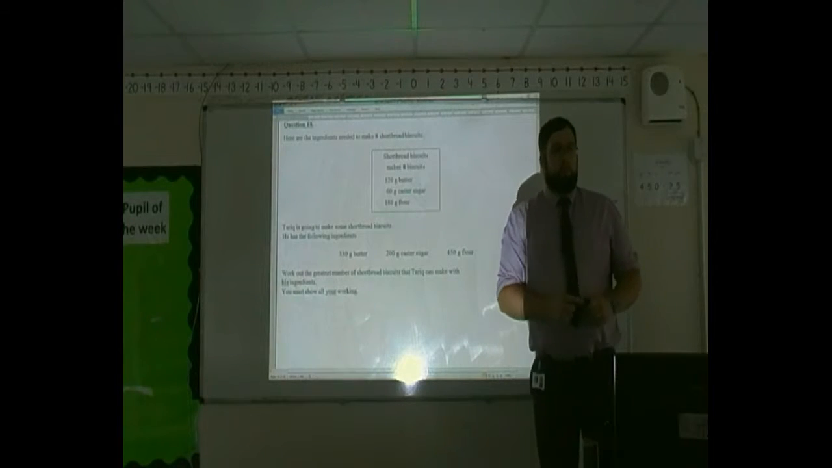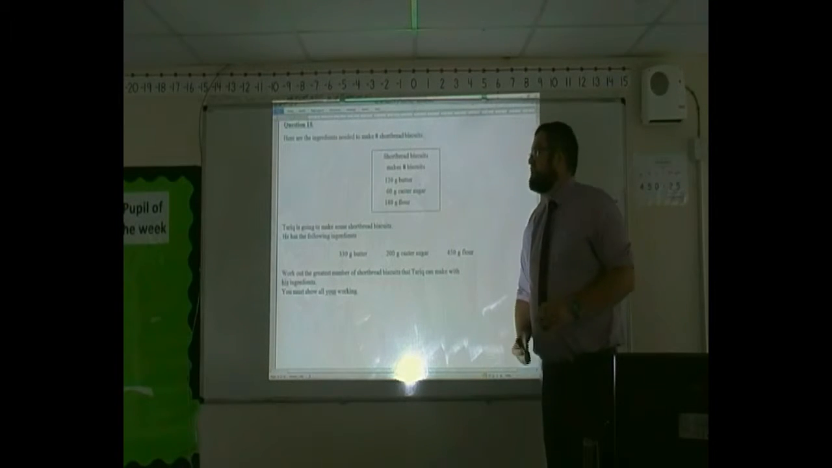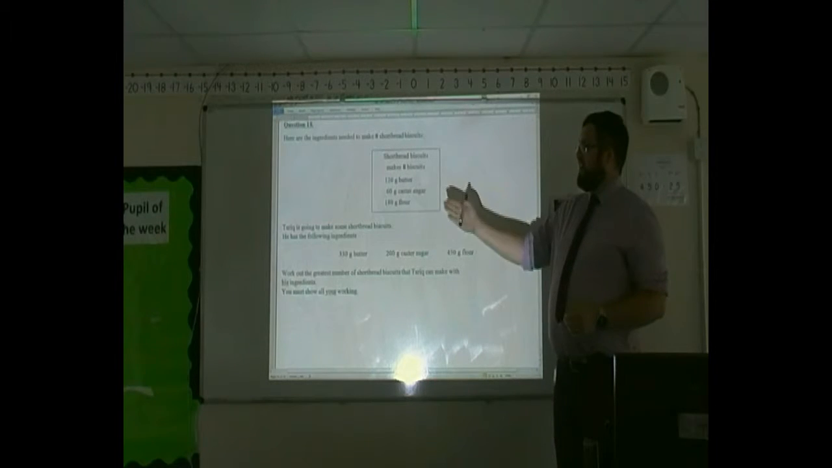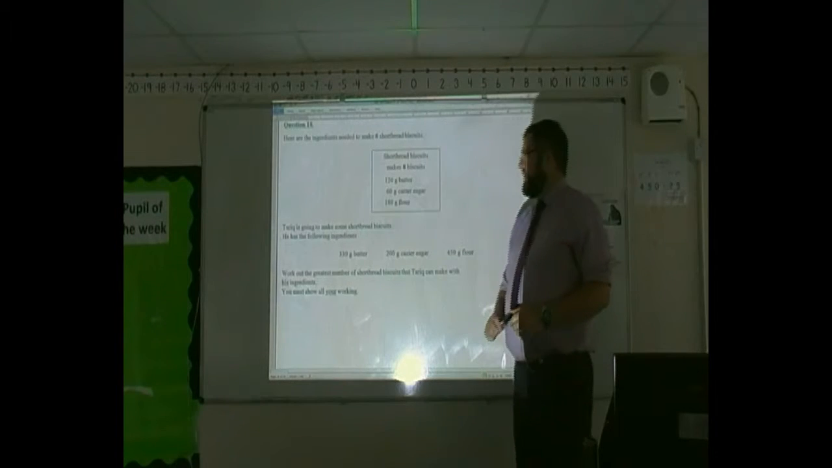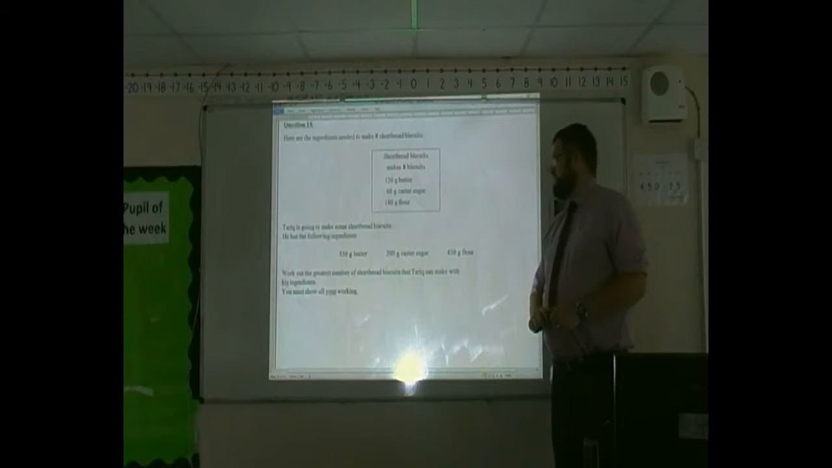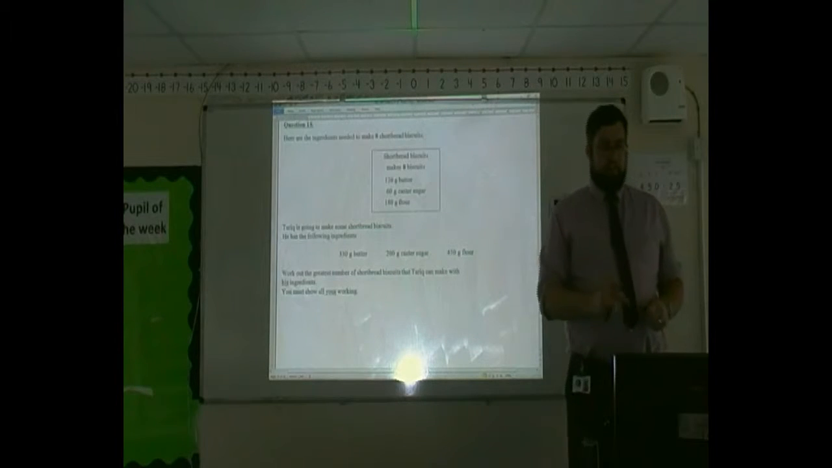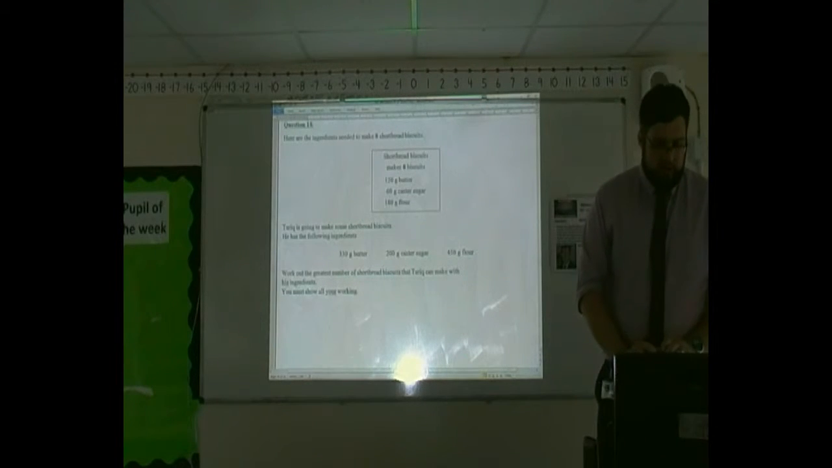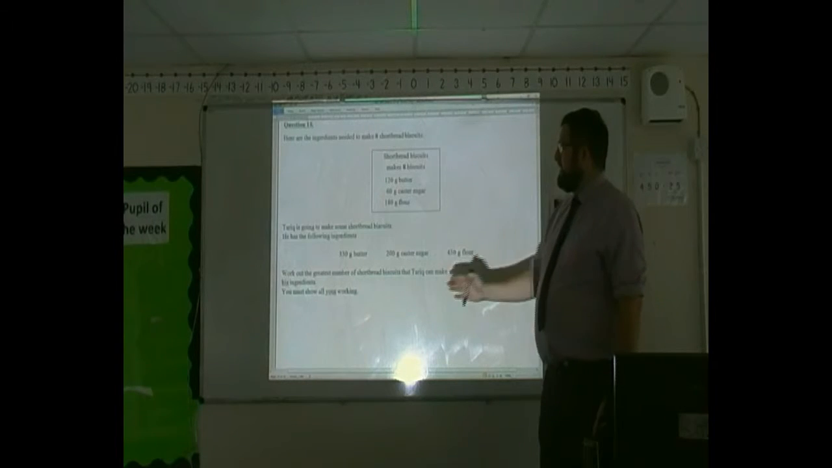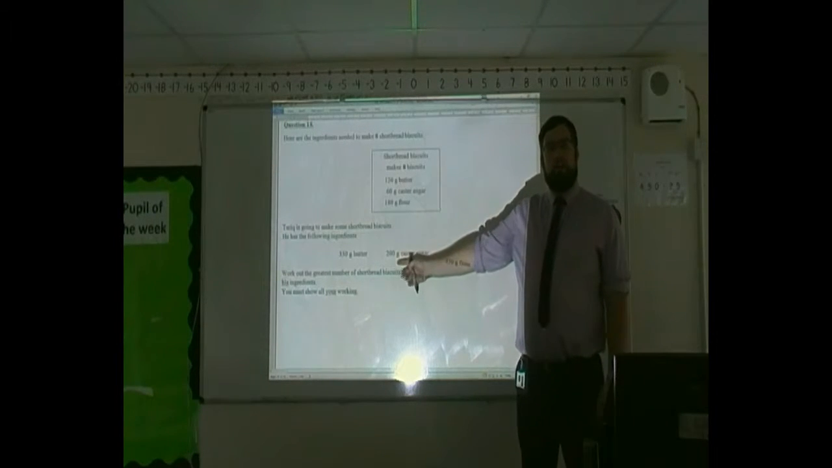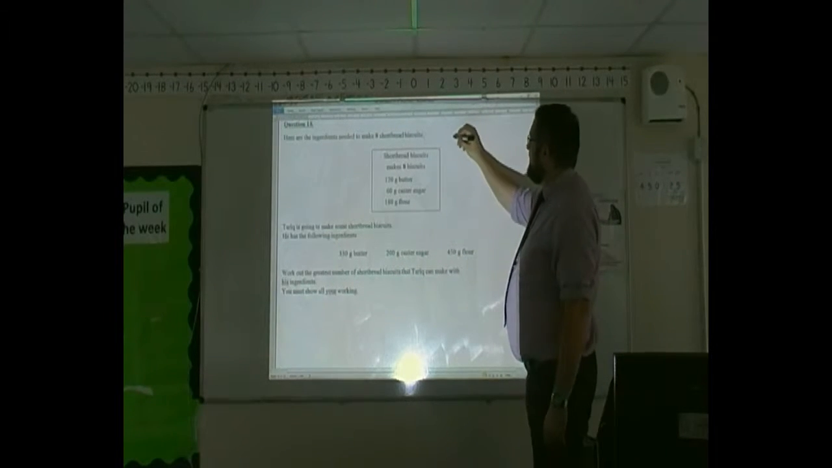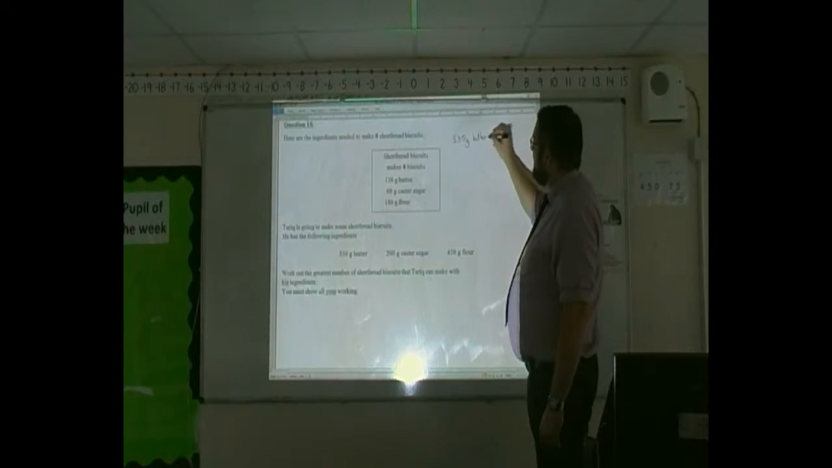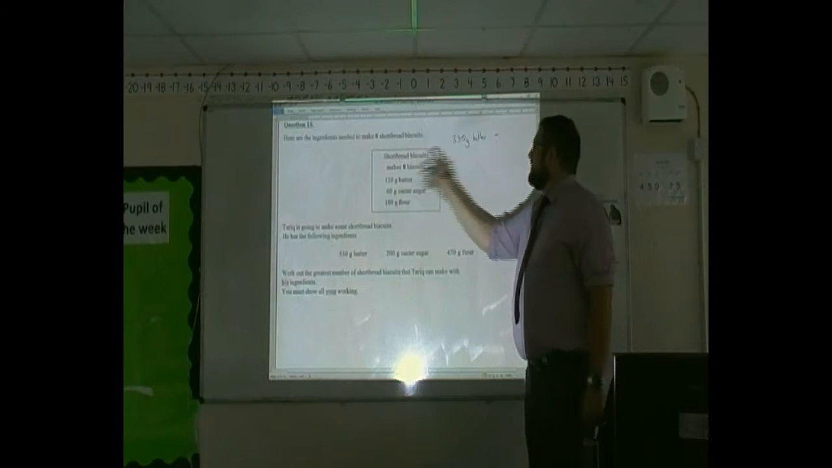Question 18. We're given a recipe to make 8 shortbread biscuits, and we're told that Tariq is going to make some, and he has the following ingredients: 330 grams of butter, 200 grams of caster sugar, and 450 grams of flour. So what we're going to do is take each of these and divide by the amount that we need for our recipe. So for the first one, we've got 330 grams of butter. Okay, and we're going to divide that by what we're told in the recipe.